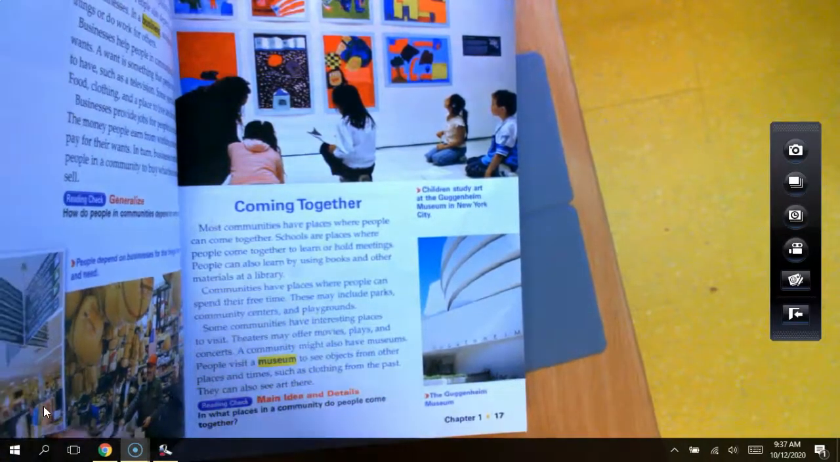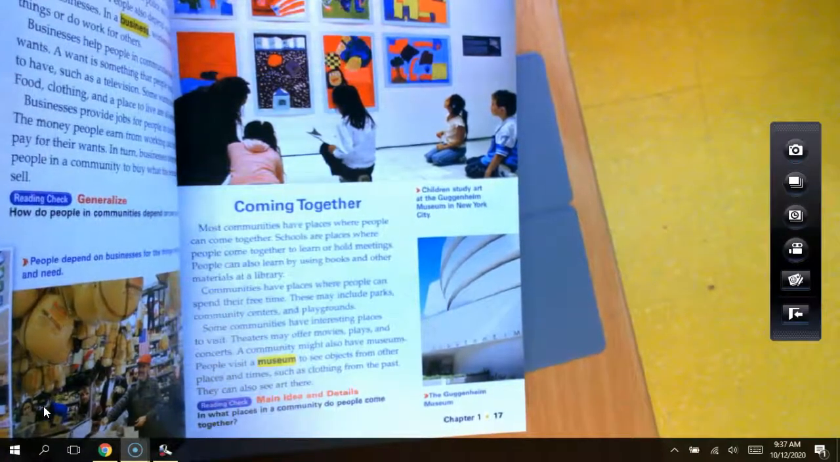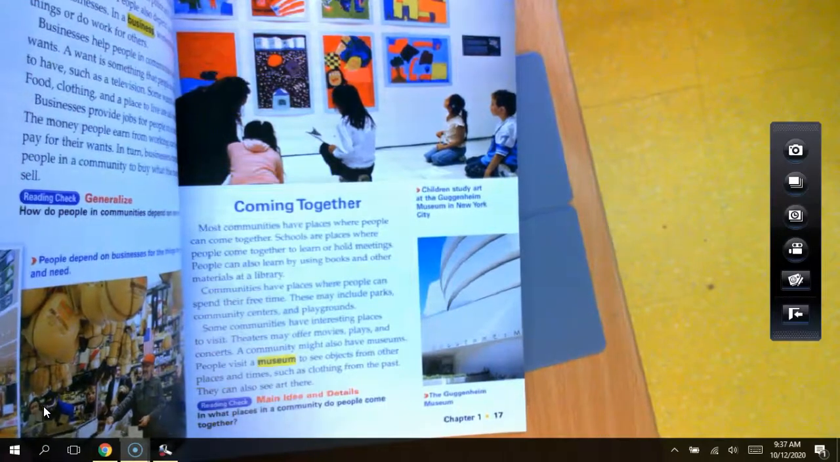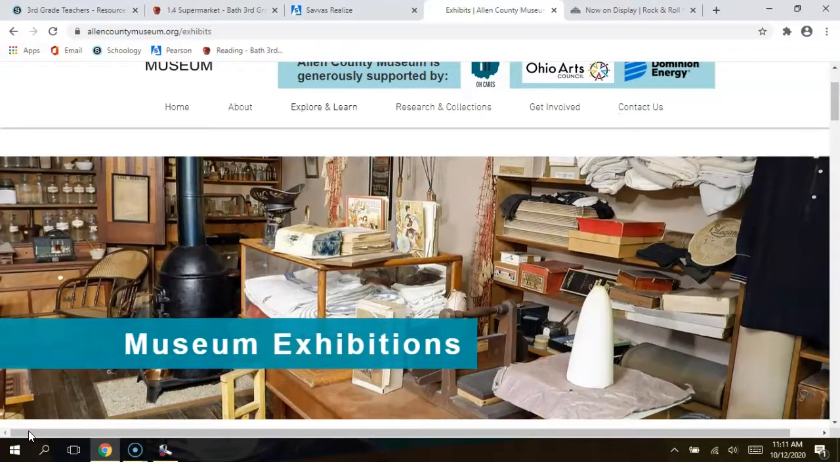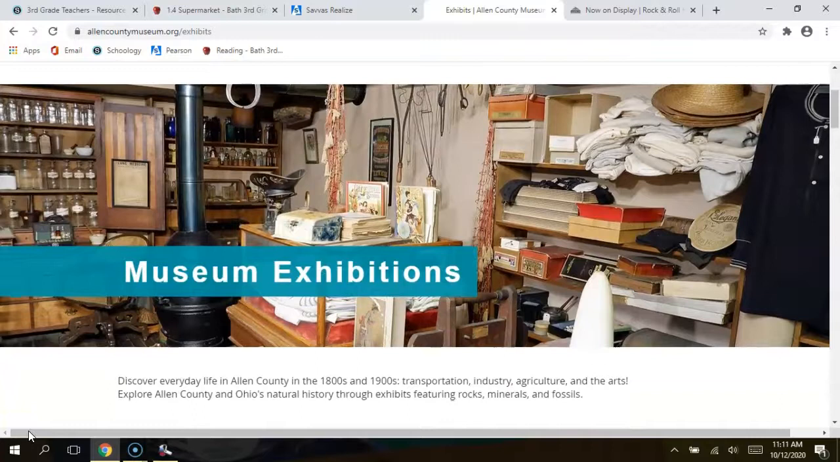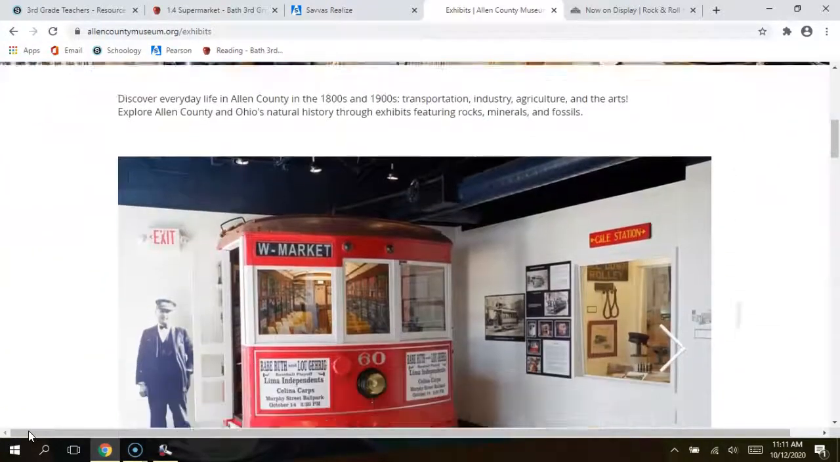Allen County also has a museum that you can go visit to learn about things from the past from Allen County. Boys and girls, in Allen County, you have your own special museum called the Allen County Museum. You can go visit the Allen County Museum and explore and learn about things that happened in Allen County. Here is just a few pictures of what you would be able to see in the Allen County Museum.